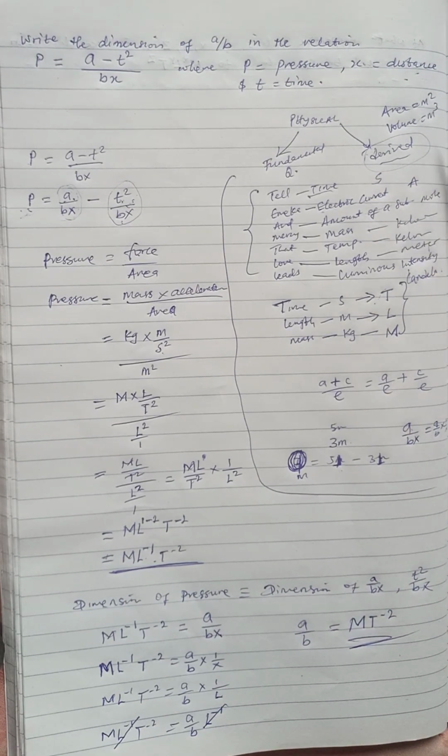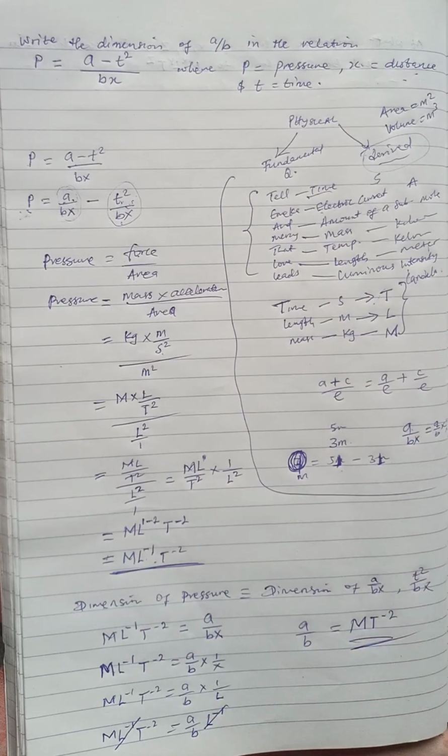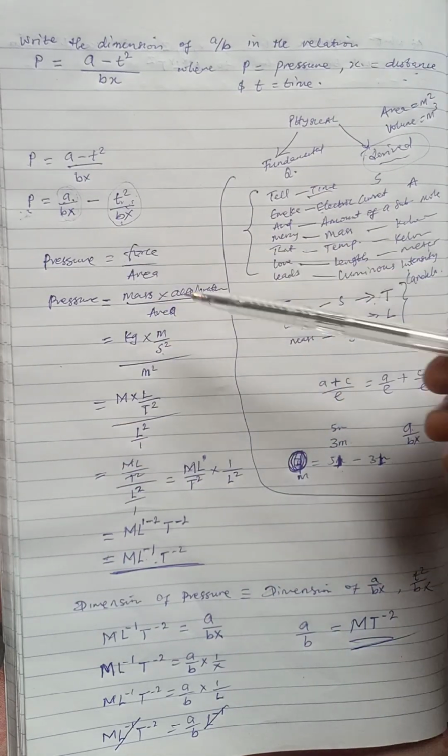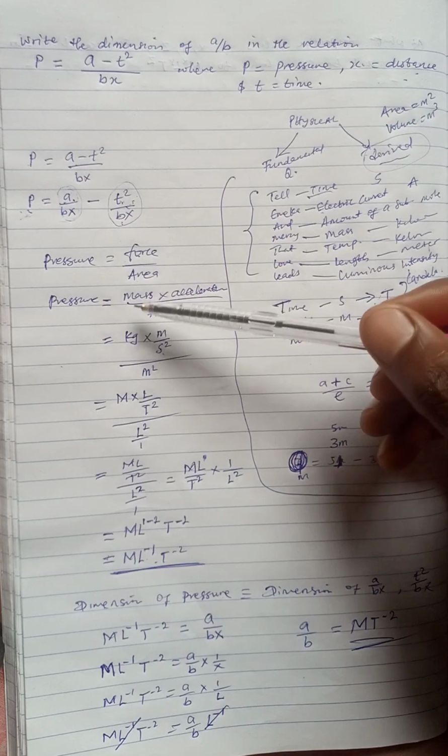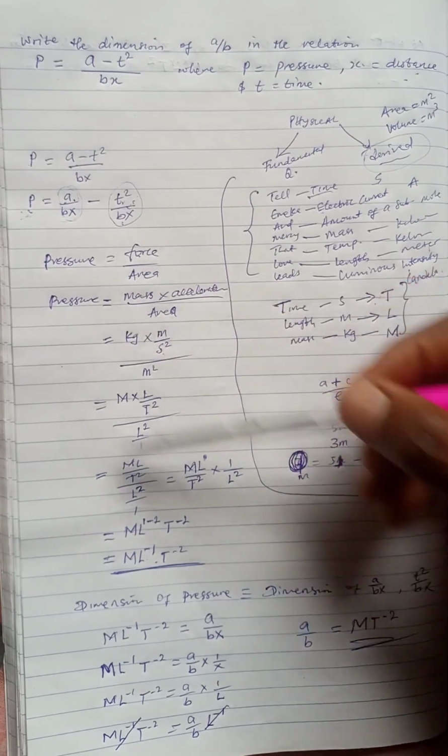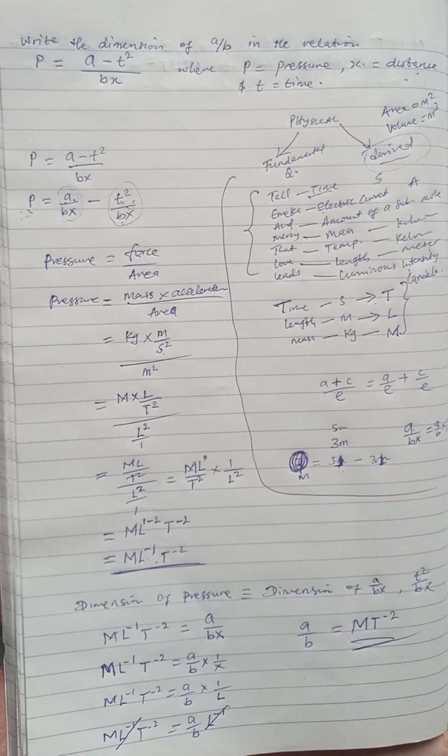So don't forget, this is very, very significant. Anything you are asked to get the dimension of, that's the easiest way to get it. What is the dimension for force, mass times acceleration? What is mass, you put it; what is acceleration, you put it. You compute it, you get what you want. So as simple as that.